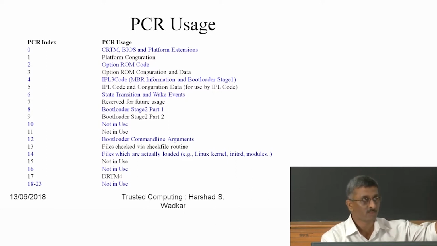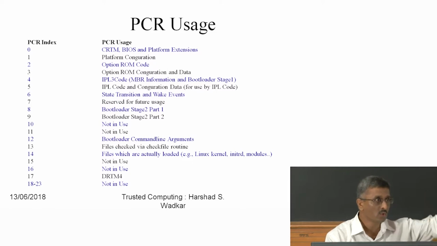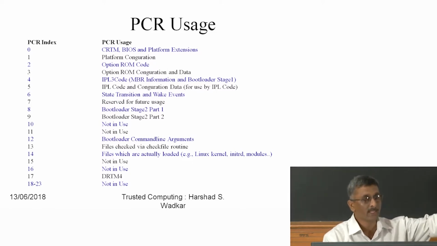You can see what bootloader part 1 and part 2 are, and then the OS actually gets loaded. So 8, 9, then the bootloader command line arguments, 15 not in use, 16 not in use, 17 is used for DRTM, 18 to 23 not in use. These unused ones can be used for our applications, for our code, for our purposes.